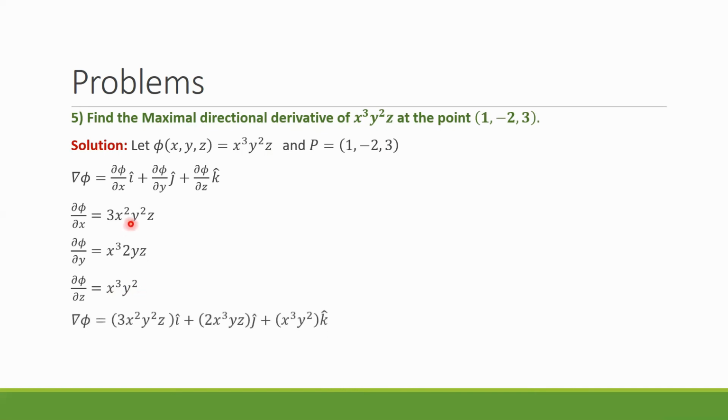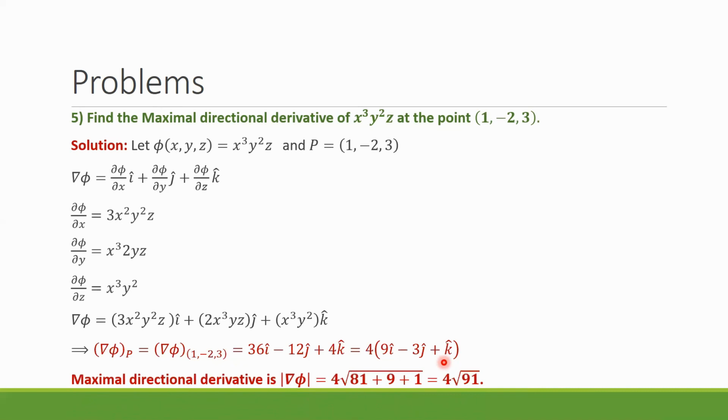So now let us write del phi by substituting the values of the partial derivatives. We get 3x square y square z into i plus 2x cube y z into j plus x cube y square into k. Now let us find its value at the given point p, which is 1, minus 2, 3. So we put x equal to 1, y equal to minus 2 and z equal to 3. On substituting the values, we get 36i minus 12j plus 4k. Here we can take 4 common and write 4 into (9i minus 3j plus k).